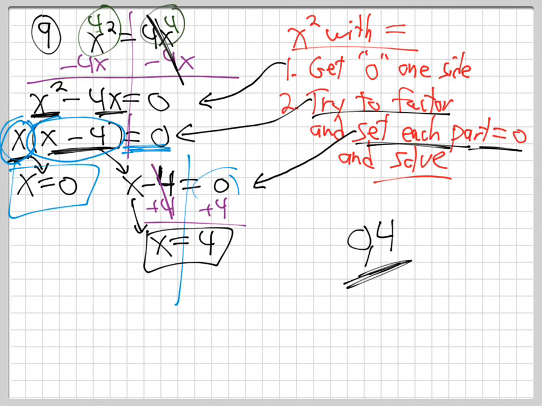See how 0 or 4, either one makes the equation equal to itself? Those are both the answers that balance the equation, make the equation true. 0 and 4. So this is really important, these steps. We'll do these again and again for x squared problems, or even higher. Let's try another one. How about number 10?